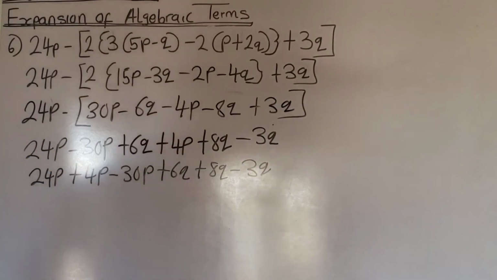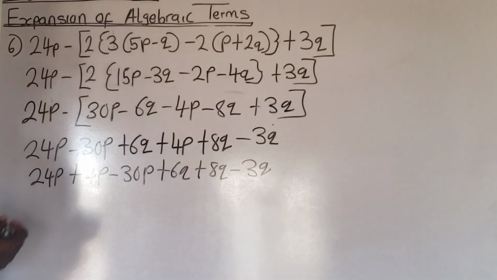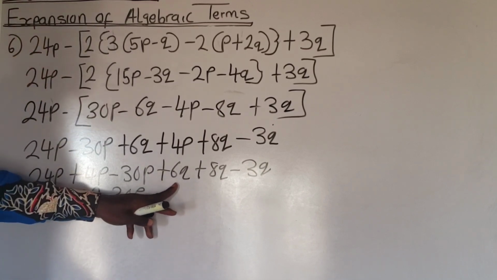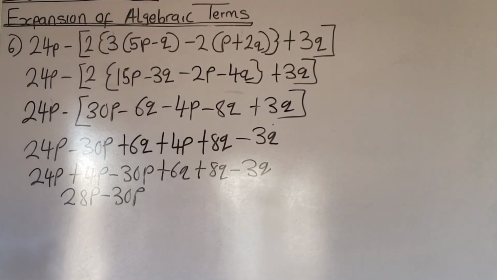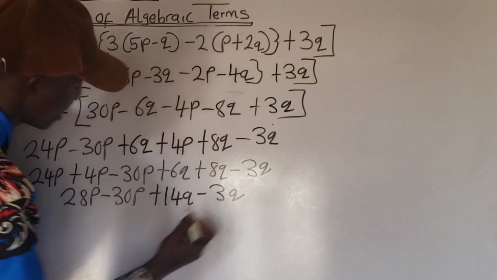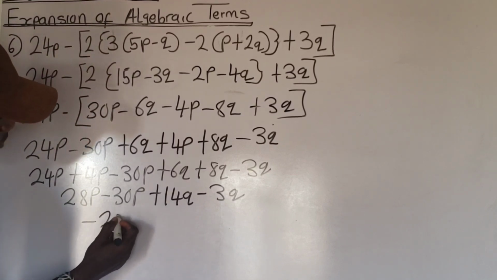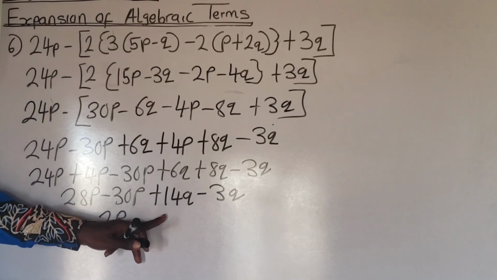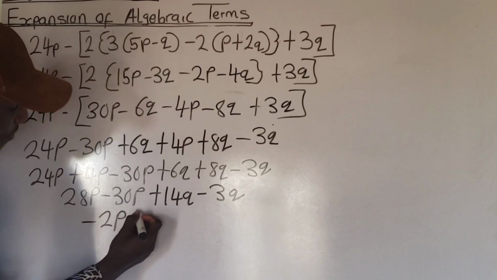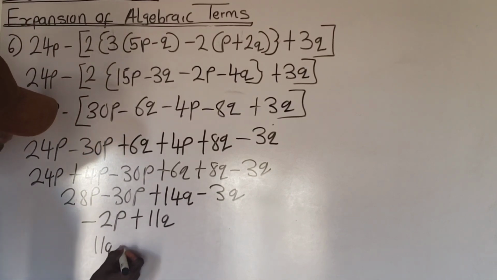Now, 24p plus 4p is 28p. 28p minus 30p gives negative 2p. Plus 6q plus 8q gives plus 14q, and 14q minus 3q gives plus 11q. So I can rewrite this expression as 11q minus 2p.